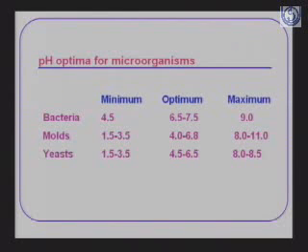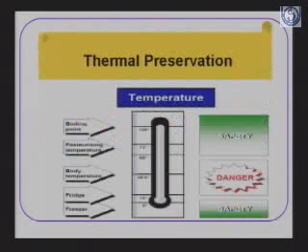Bacteria have a range of 4.5 to 9. Molds have 1.5 to 11 and yeast have 1.5 to 8.5, with the optimum being 6.5 to 7.5 for bacteria, that is near the neutral values of pH, and molds and yeast can grow at slightly acidic conditions also.